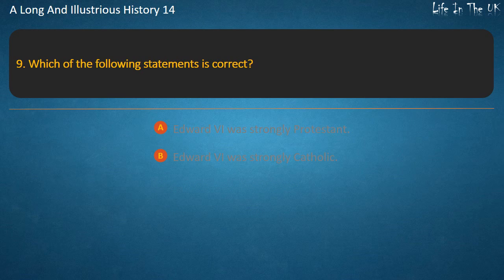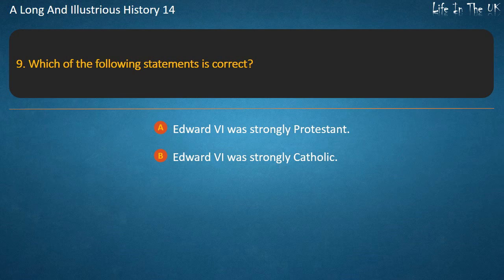Question 9. Which of the following statements is correct? Edward VI was strongly Protestant. Edward VI was strongly Catholic. Answer. Edward VI was strongly Protestant.